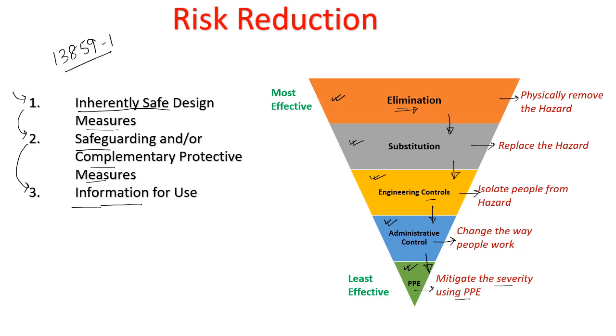Educate the workers, train them, make them aware of the hazard that is present there. Put proper stickers, warnings, sirens, all these things that will help the worker understand the hazard and take immediate action. So overall, this is the risk reduction pyramid, applicable to all industries. And points number one, two, and three are the basic principles of risk reduction followed in ISO 13859.